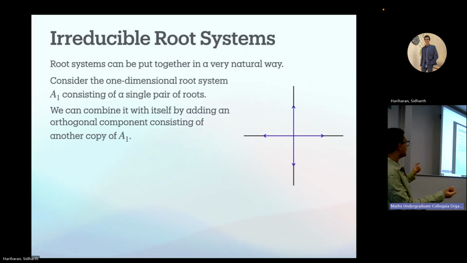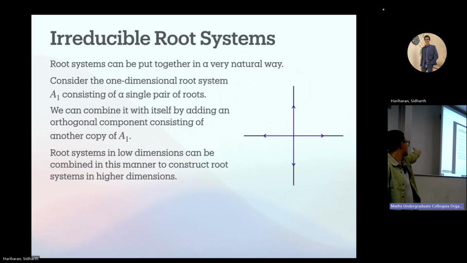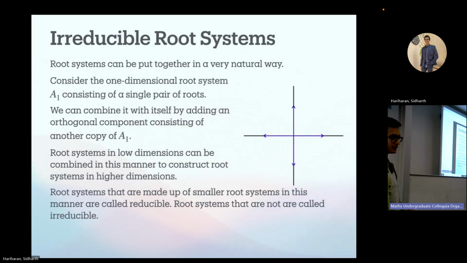This is a combination of A1 with itself. You have A1 on the x-axis and A1 on the y-axis as well. You combine root systems in this manner using the direct sum construction. You look at the space spanned by one root system, the space spanned by the other, and take the direct sum of those. The union of the two bases is going to be a basis of that space with the desired orthogonality properties. Root systems that are made up of smaller root systems are called reducible, and root systems that are not are called irreducible.